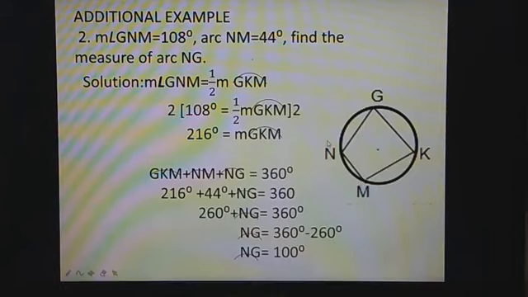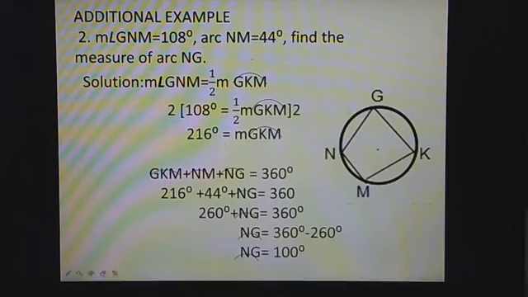So application of the theorem, an inscribed angle is equal to 1/2 of its intercepted arc. We have angle GNM is equal to 1/2 of the measure of arc GKM. Substitute the measure of GNM, 108 is equal to 1/2 of the measure of arc GKM, the unknown. So to find the measure of arc GKM, multiply both sides by 2. Meaning we have 2 times 108 is equal to 216, and that is the measure of the intercepted arc GKM.